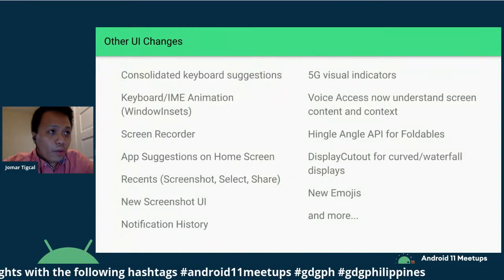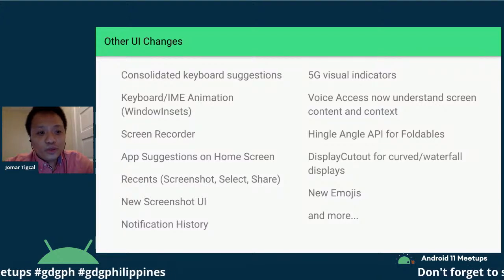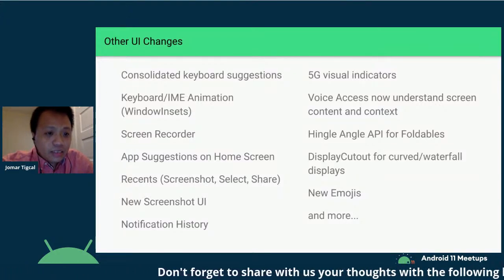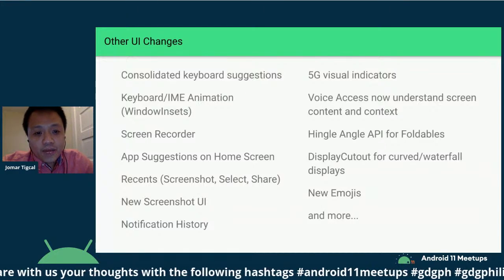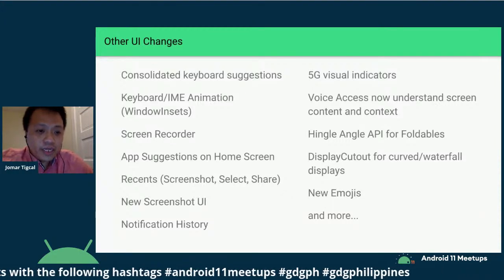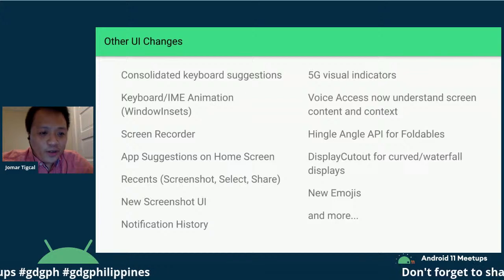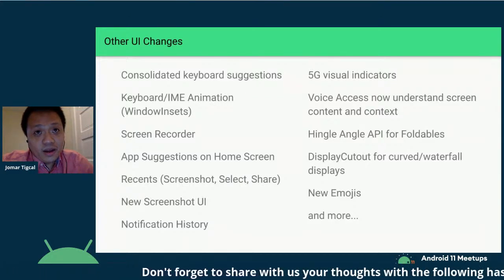The long press of the power button no longer has the screenshot. When you're displaying the recents, there's going to be a screenshot select share icon there. That's where you can take the screenshot. Also, the volume and power button combination is still there for screenshotting, if that's how you used to do it.